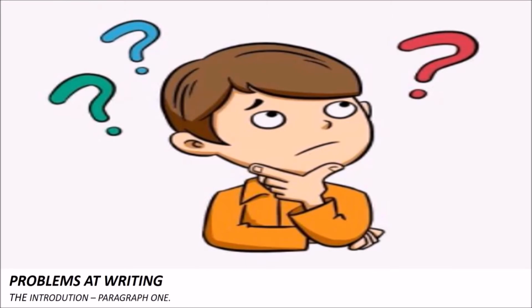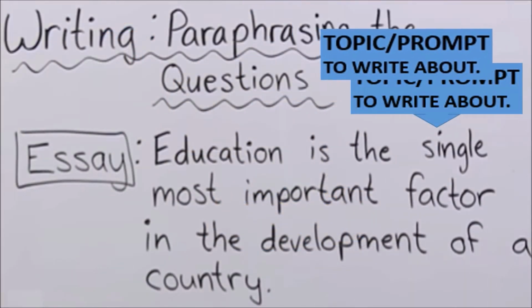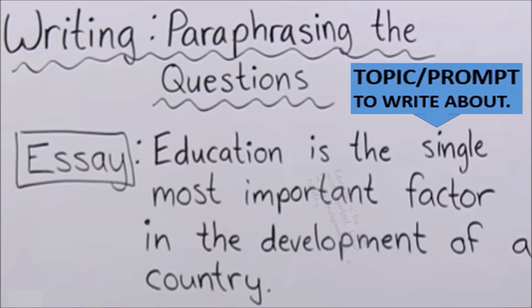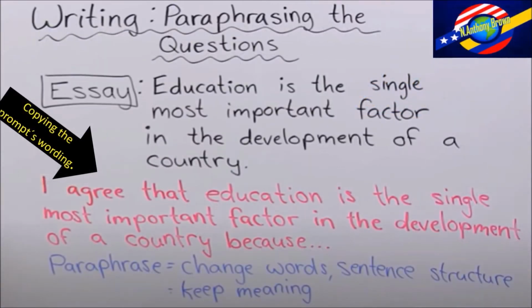So there are some problems that we have when we want to make the introduction. It says here, problems at writing the introduction, paragraph 1: writing, paraphrasing the questions. Topic, prompt to write about. Essay: education is the single most important factor in development of a country. So we have to write about that topic. Now we're going to look at how to make an introduction about this.